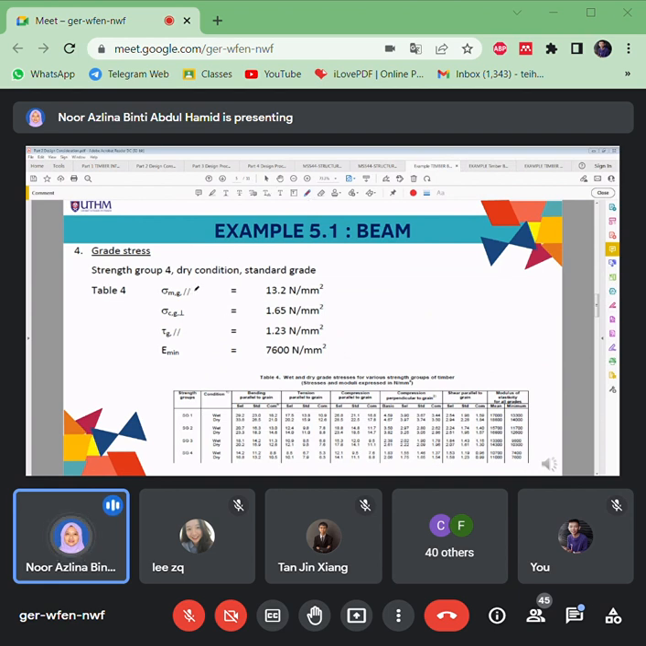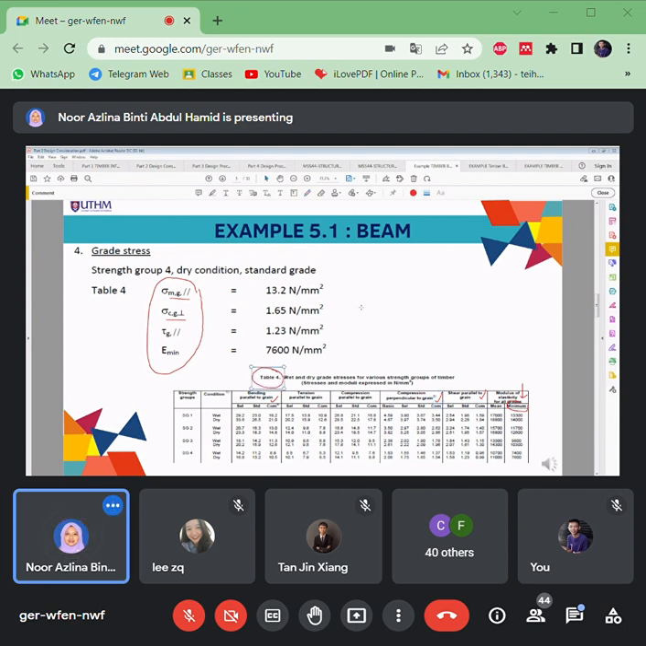And then all the grade stresses you also have to list out, which are the bending parallel to grain, the compression perpendicular to grain, the shear parallel to grain, and E minimum. Is it E minimum or E mean? It depends on the K factor. If K is equal to 1, all of it uses E minimum. If K has a value other than 1, you have to refer to E mean. Okay, so all these values are from this table 4.